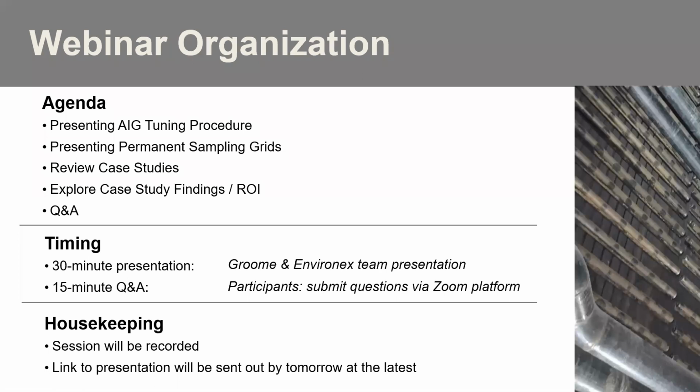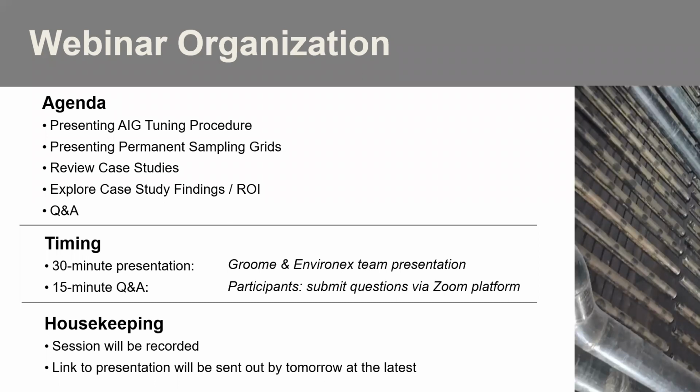Okay, so some basic housekeeping. First, we're going to start off with AIG Tuning Procedure. Some people are very familiar with this, some not. So we're going to fill in the blanks there, define the process, procedure, features, and benefits. We're going to talk about some ways that you can make the process more efficient and accurate, including permanent sampling grids. It's a great technology and feature.